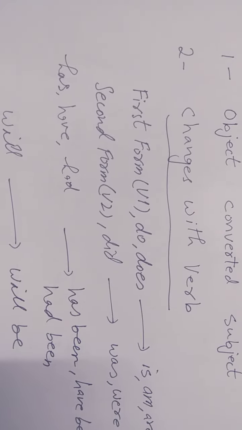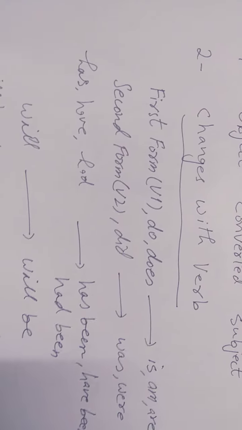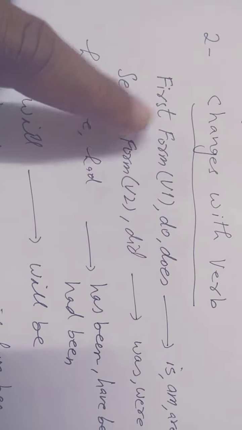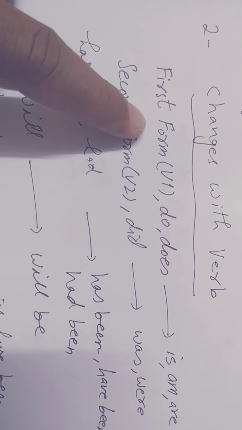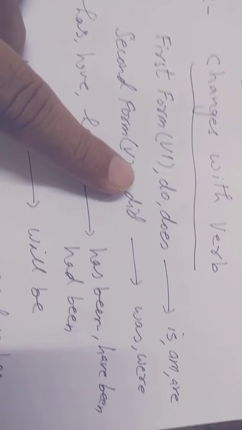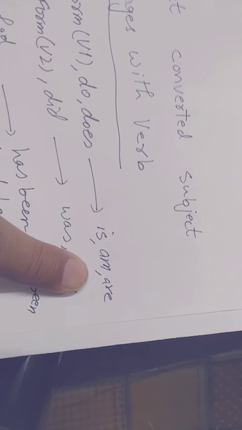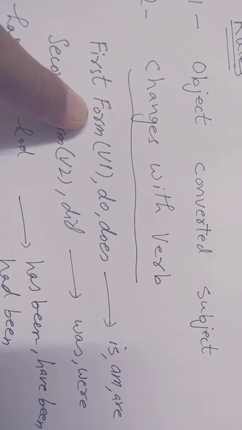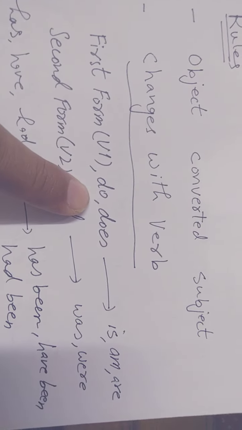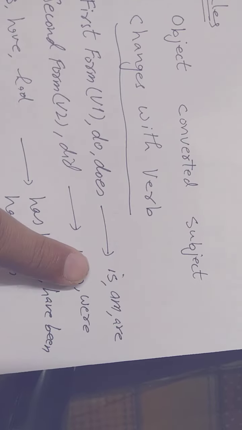You have to change the verbs according to these rules. If you see there is the first form of the verb in the sentence, or do or does, then you have to write is, am, are. I'm repeating, if there is the first form of the verb in the tense, or do or does in the sentence, you have to write is, am, are.